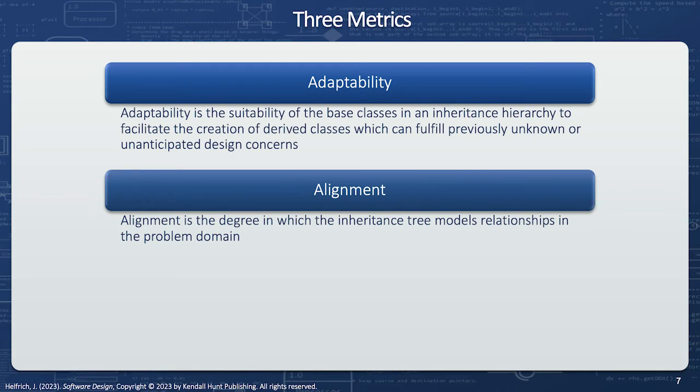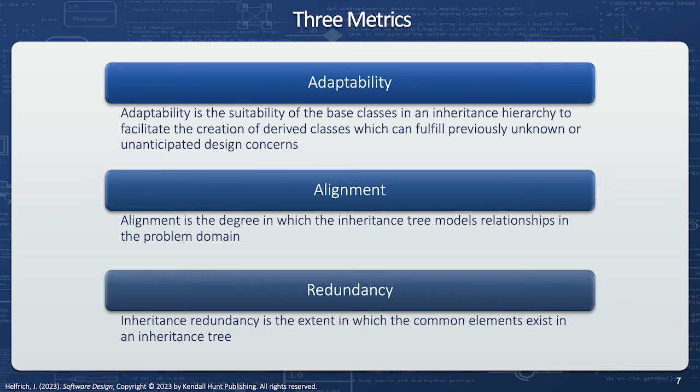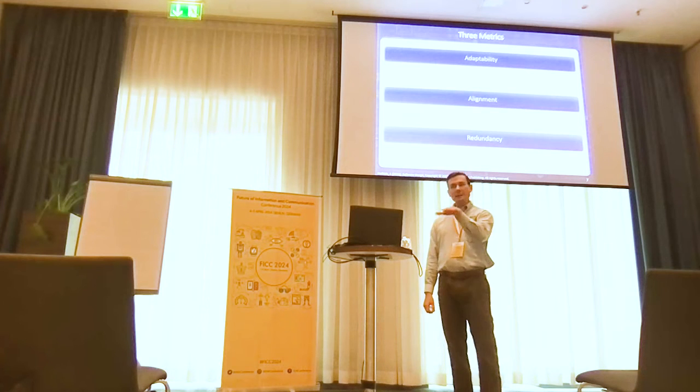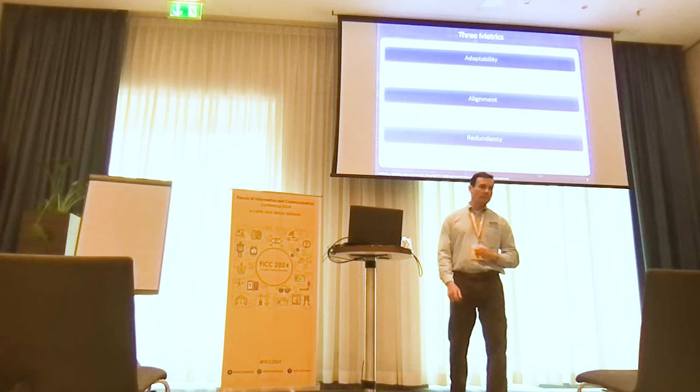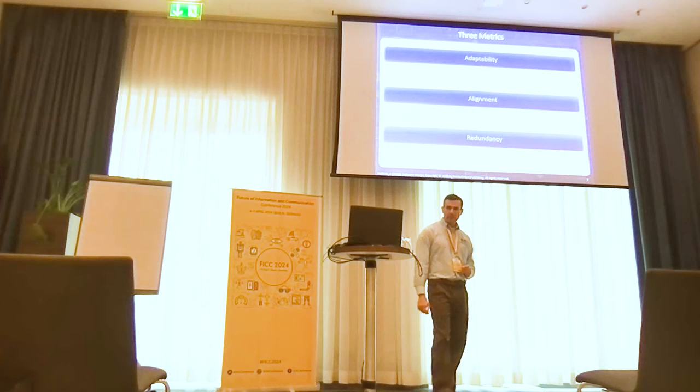The next one is alignment. The alignment is the degree to which the inheritance hierarchy maps to the problem domain. And the last one is redundancy. It is the extent to which common elements exist in the inheritance tree. We want to minimize redundancy, we want to maximize alignment, and we want to maximize adaptability.